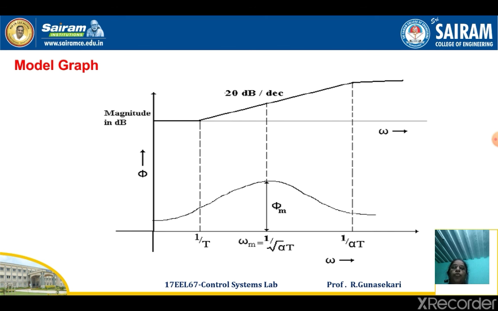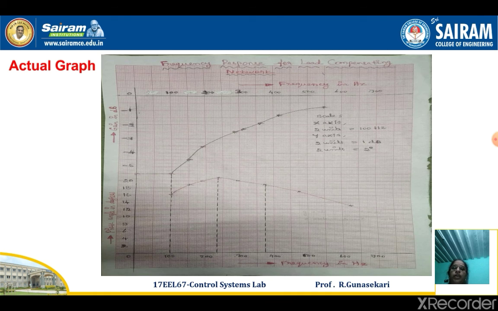Then this is the model graph. This is the RC lead compensating network characteristics curve. The frequency versus gain curve is the top one, and below that is the frequency versus phase angle phi. T, omega m, alpha, everything you have to calculate using the formulas. This is the model graph. Based on the readings, this is the actual graph, and it is similar to the model graph.